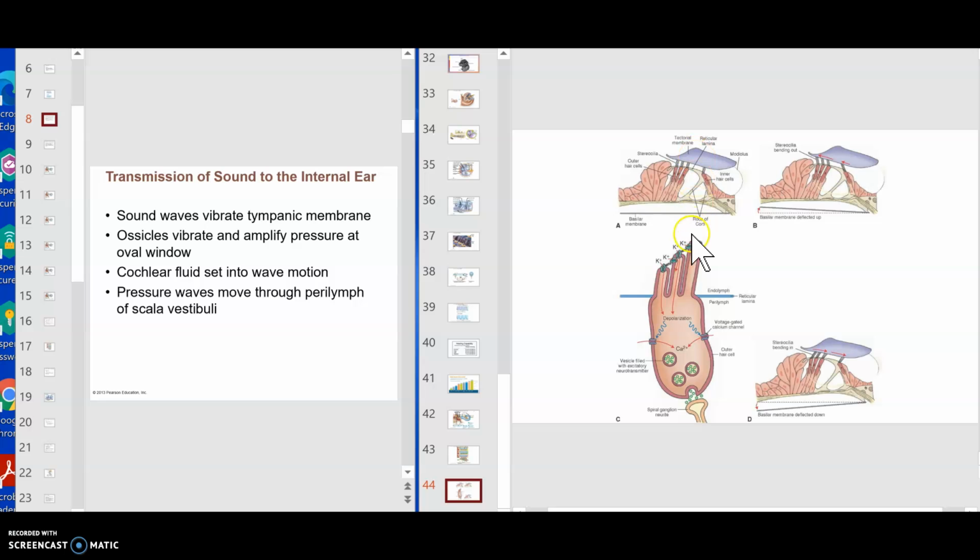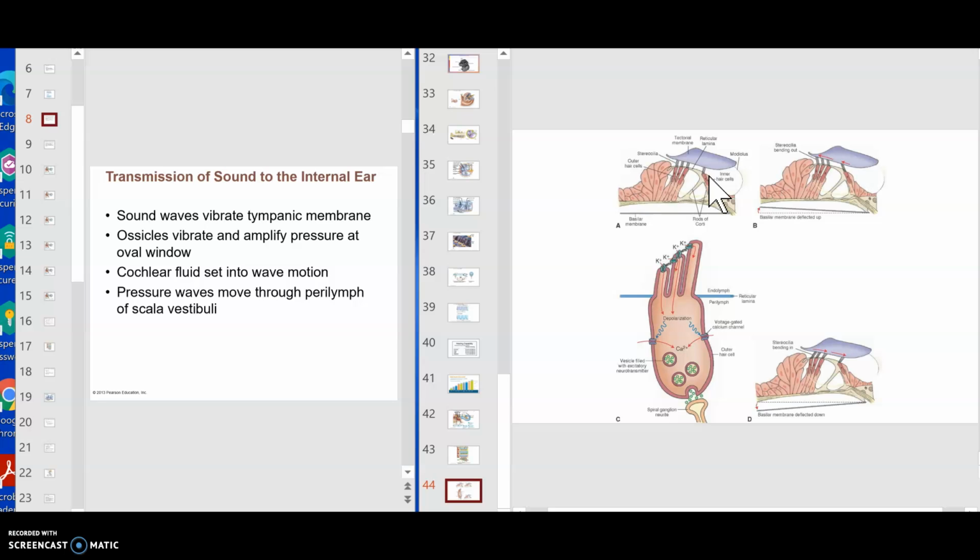Okay, so this is the organ of Corti, spiral organ. Here are supporting cells. Here are hair cells. We have outer hair cells and inner hair cells. And it's really the inner hair cells that are going to be the important cells that deal with hearing.